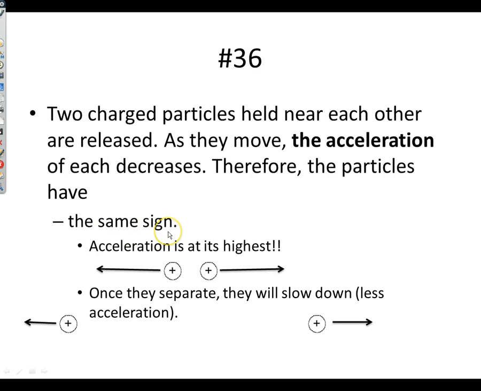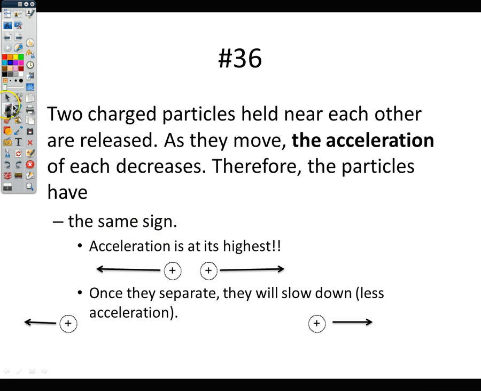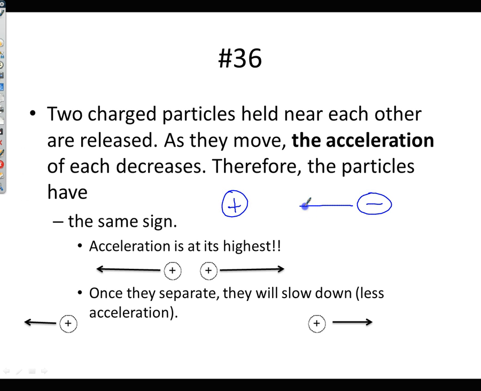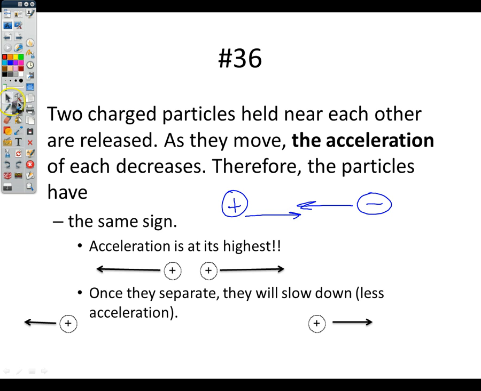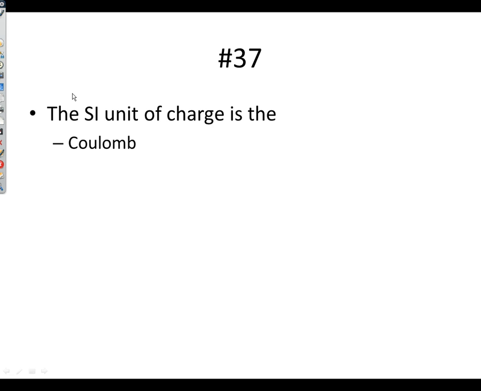If you have two particles that have the opposite signs, they actually will speed up as they get closer to each other. So these two, as they move closer and closer, their velocity vectors would become larger and larger until they hit. For number 37, it says the SI unit of charge is the coulomb. That's just one that you need to memorize. That's one of the units that we need to know.